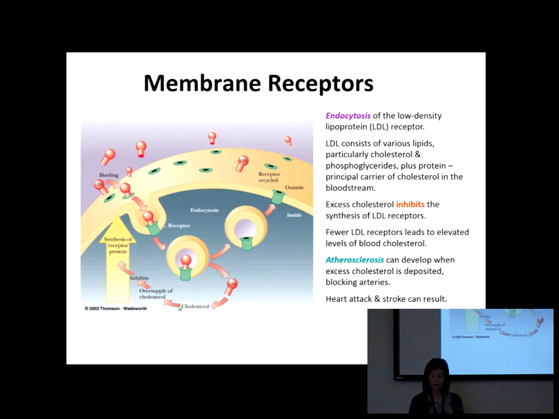Well, if we have a lot of cholesterol already in the cell, an oversupply of it, then it's going to inhibit the synthesis of our receptor protein. So then we won't have that receptor on the surface for the LDL in our blood to bind to our cells. So if you have enough cholesterol already, then the LDLs are going to stay in your bloodstream, and that's what's going to cause atherosclerosis. So then you get your heart attack and stroke. So the important thing is that you need to have some, but not too much.